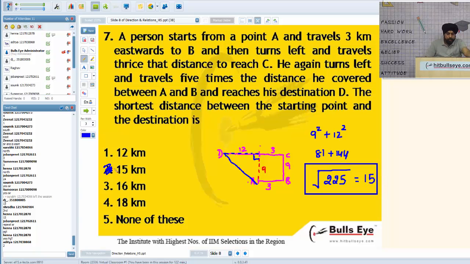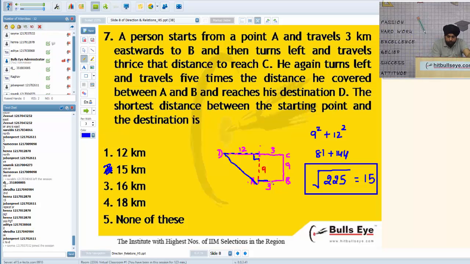Okay, Jobanpreet, you can see I have made the figure here. Tell me anything which is not clear to you. Yes, C to D, Joban, he travels a total of 15. So what we did is we made this 3 of A to B equal to this 3, and the total was given to be 15. So further he would have traveled a distance of 12.